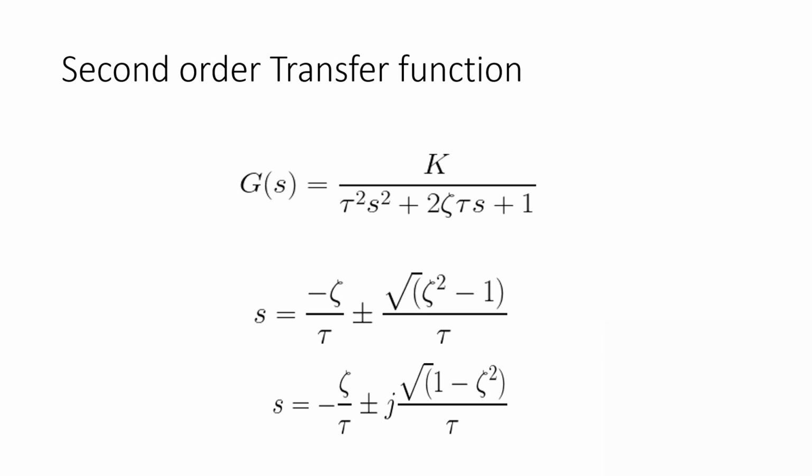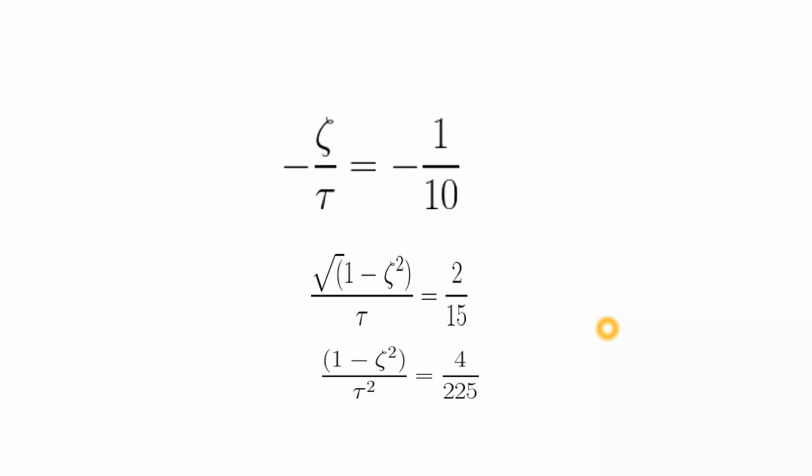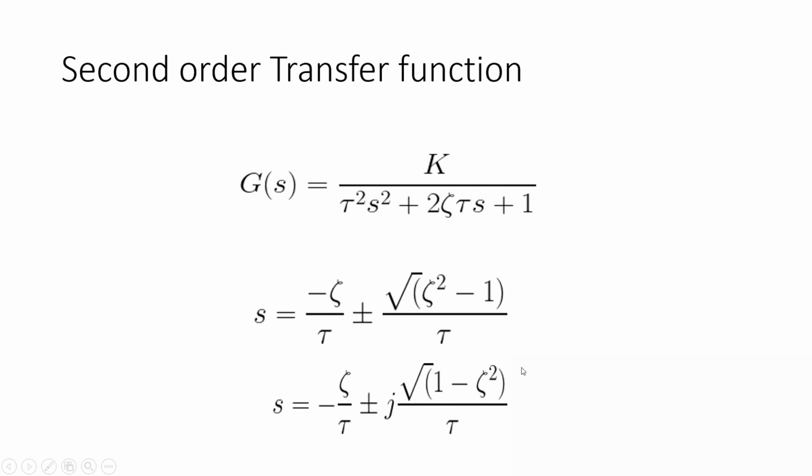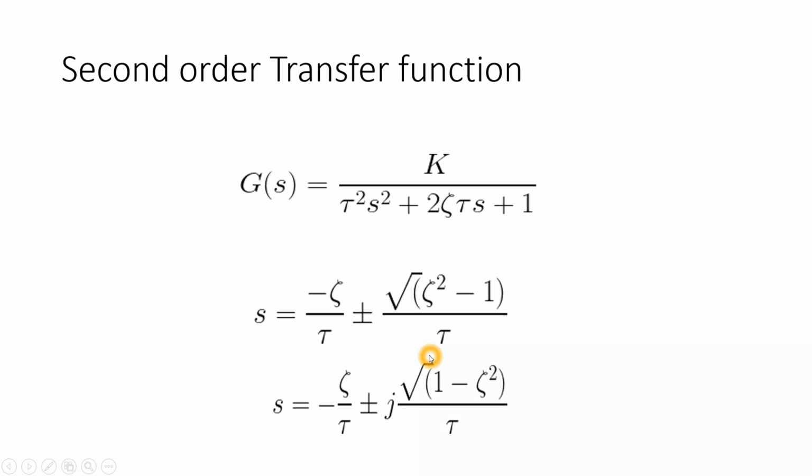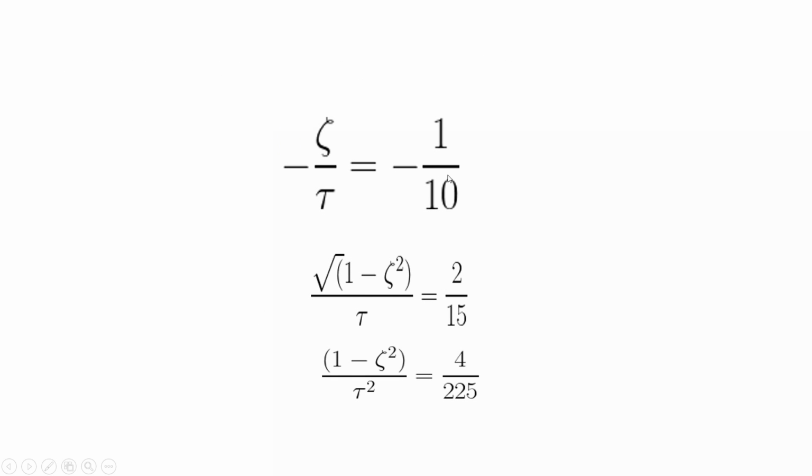Now we will compare it. We have two conjugate poles here, minus 1 by 10 is the real part, minus zeta upon tau, and 2 by 15 is the imaginary part. After comparing, we get minus zeta upon tau is equal to minus 1 by 10, and under root 1 minus zeta square by tau is equal to 2 by 15.